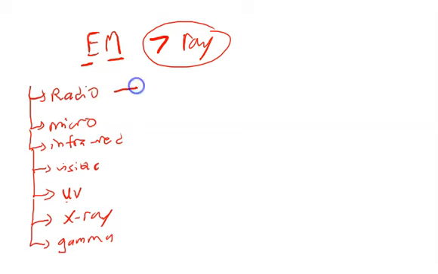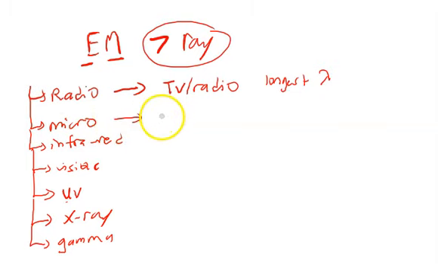Okay, now the radio wave, we are using it for TV and radio transmission. All right, so this is a radio wave. They have the longest wavelength, the longest lambda. Micro, they are using it for cellular, for your phone communication. Okay, so I just put there cellular communication. Other than cellular, we are also using it for the oven, to bake cookies.